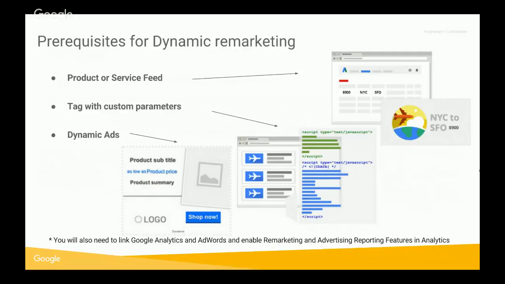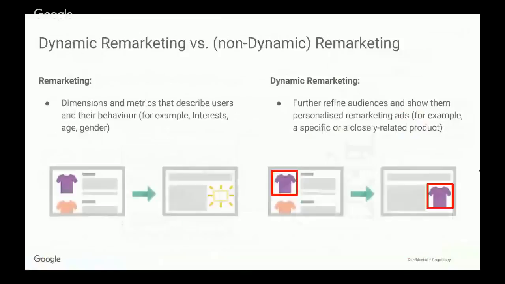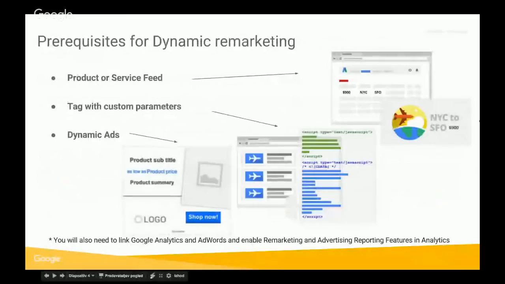So first, let us touch upon the product or service feed. Basically, you have to create a feed that includes all the products or services, along with all the details about each of them. Let's say a unique ID, the price of your product, the image of your product, and many more, depending on the different vertical or your business model.